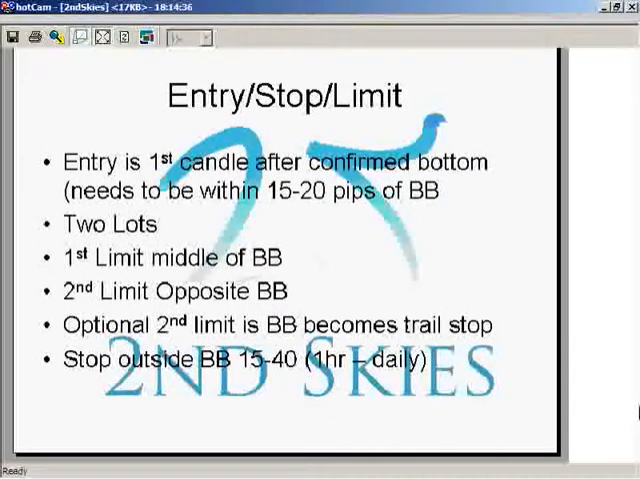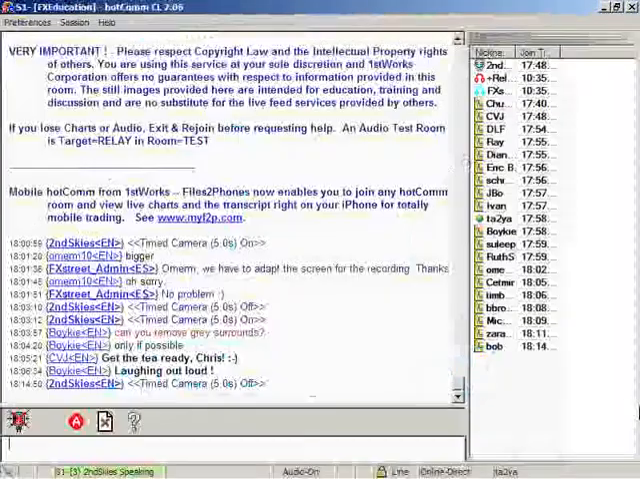Stops are pretty tight on this one. Stops are about 15 to 40 pips outside the Bollinger Bands, depending upon whether you're on an hourly chart or daily chart. And once you hit the first profit target, the second stop is brought to breakeven at that point.